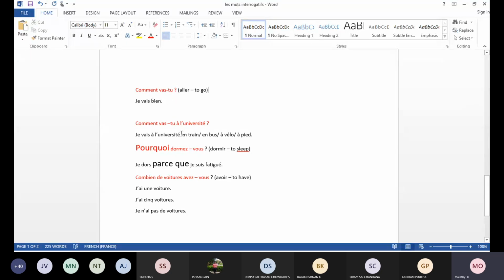And if that question is further extended by a few more words, comment vas-tu à l'université? So how do you go to the university? In that case, you have various answers possible. Je vais à l'université. So see, I've changed it to je. Je vais à l'université. En train, en bus, à vélo, à pied. So I go to the university by train or by bus or by cycle or by foot, by walk. So different modes of transport can be added.